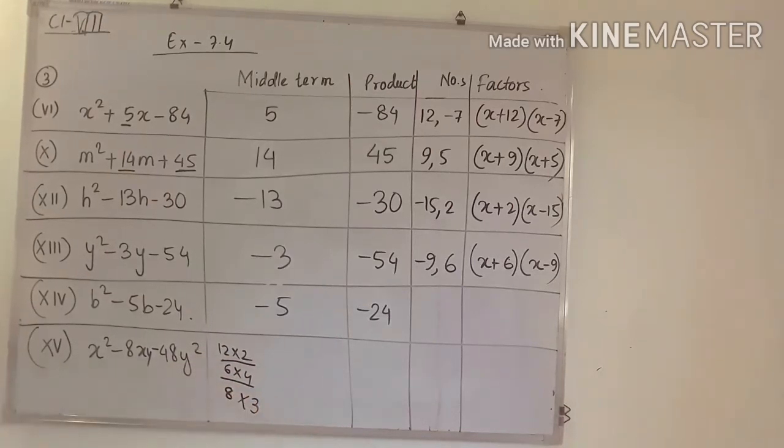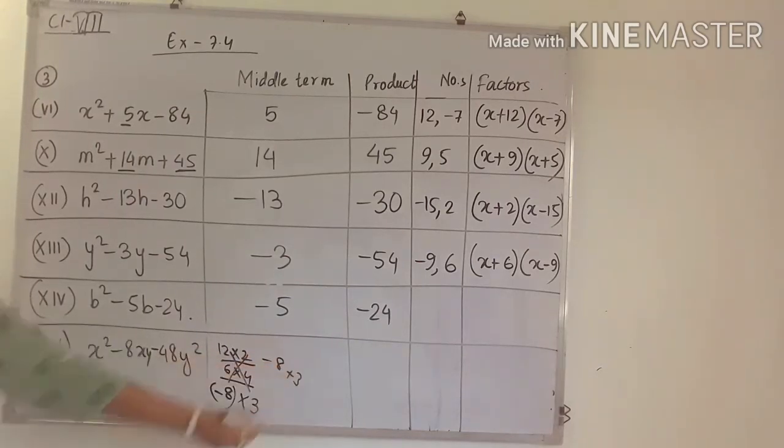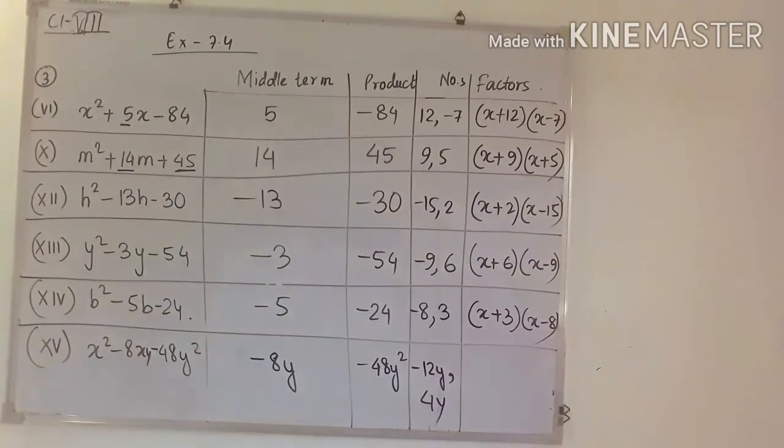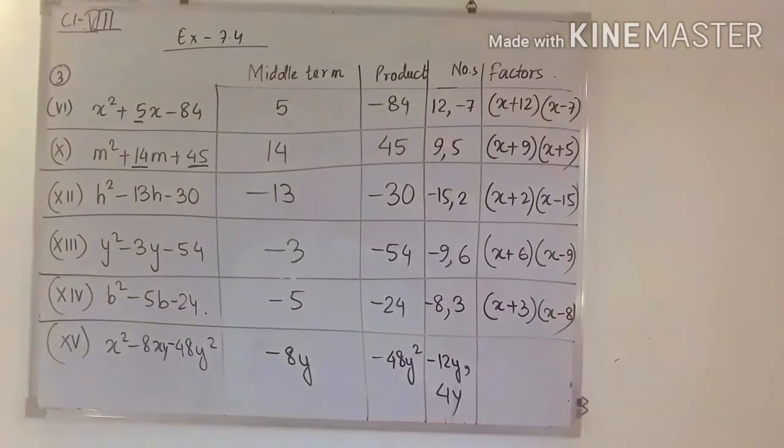Next, 8 threes are 24. So see, there is a relation between 8 and 3. If you subtract, or you find the difference, you will get 5. So 8 threes are 24. So we have to put minus 8, because see, minus 8 plus 3 will be what? Minus 5.